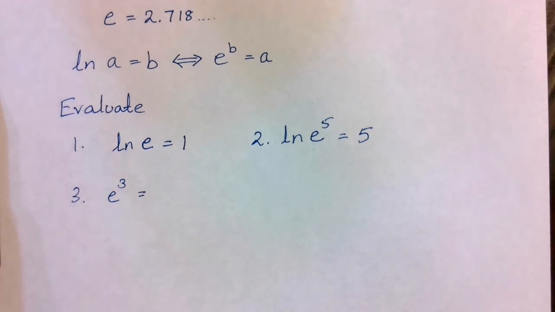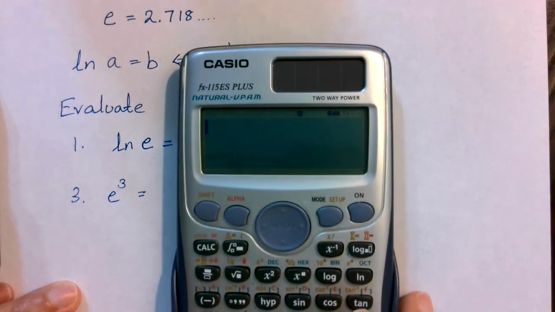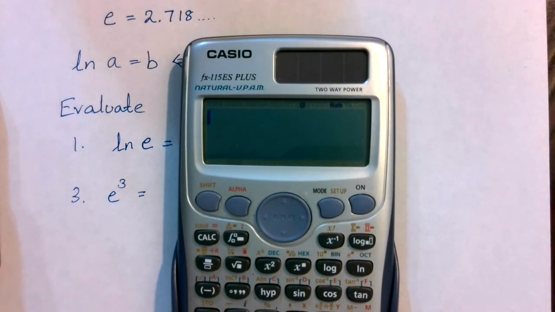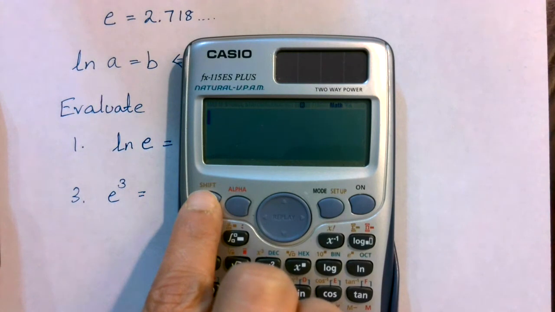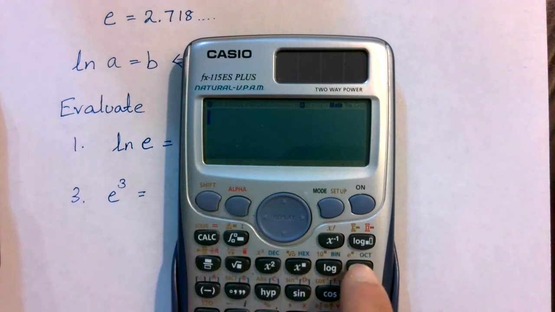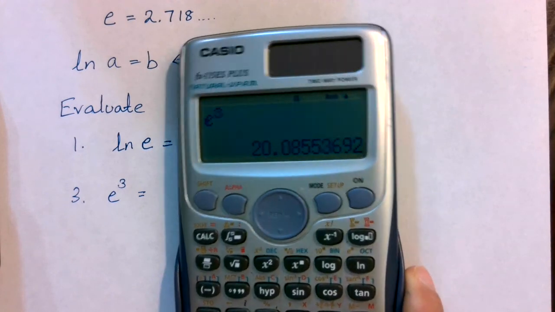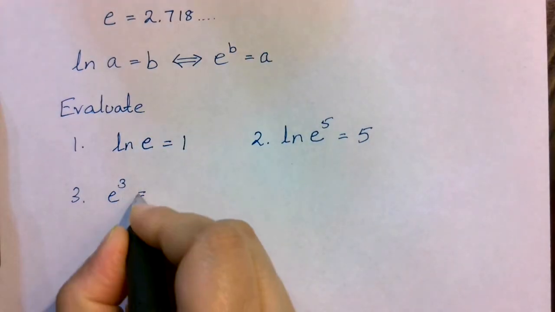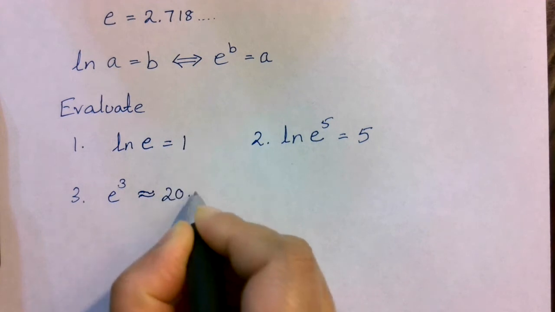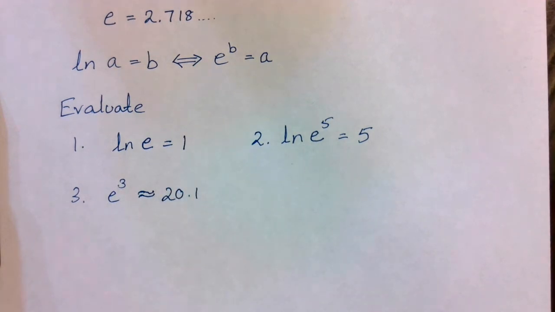Okay, here we have our calculator. Let me show you where that e button is. You hit shift and then natural log. So that's your natural log button. That's common logarithm. E is right there. So if we want e to the power of 3, that's 20.08. Okay, so it's approximately 20.1.